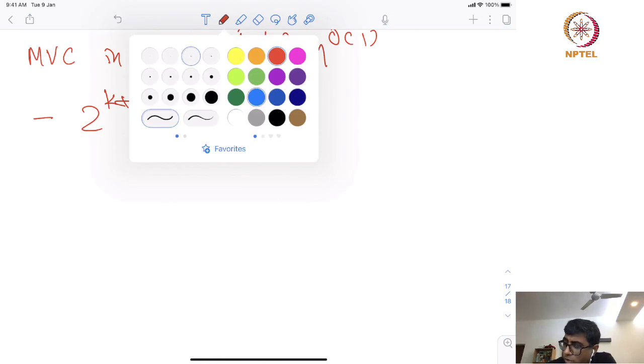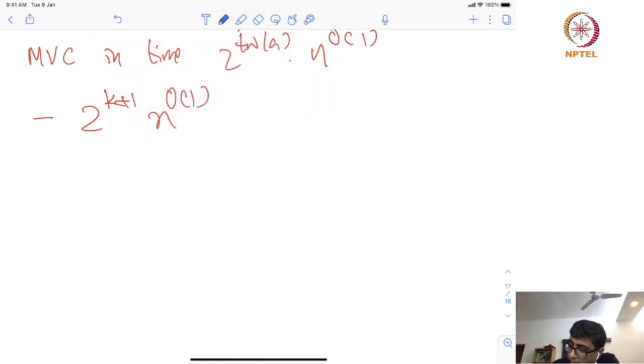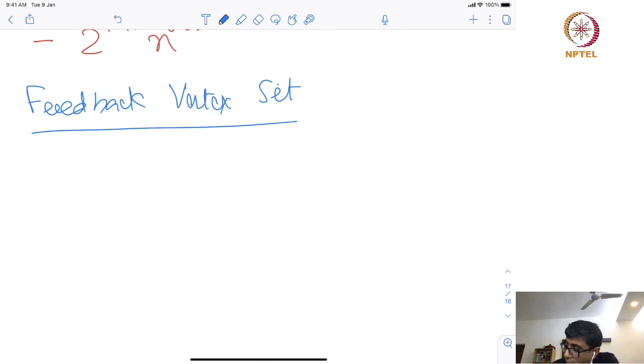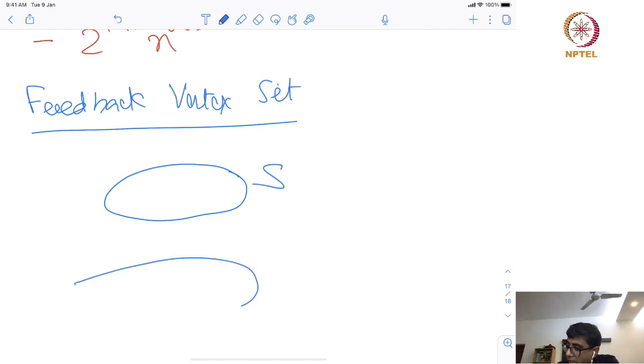The same story will hold for feedback vertex set. So what will happen for feedback vertex set? You will get a set S. Again, you can compute a factor 2 approximation, and what remains is a forest.